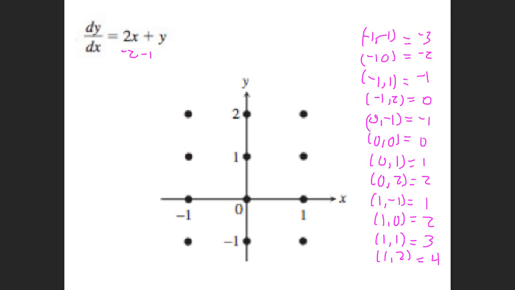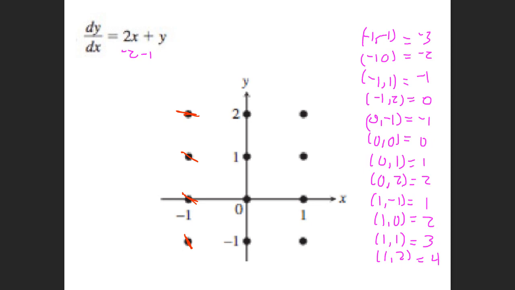So the next step would be just to draw in those slopes. Negative 1, so that's negative 3. So negative 3 might look something like this. Negative 1, so that's negative 2, so it has less slope. Then I have negative 1, and then I have 0.